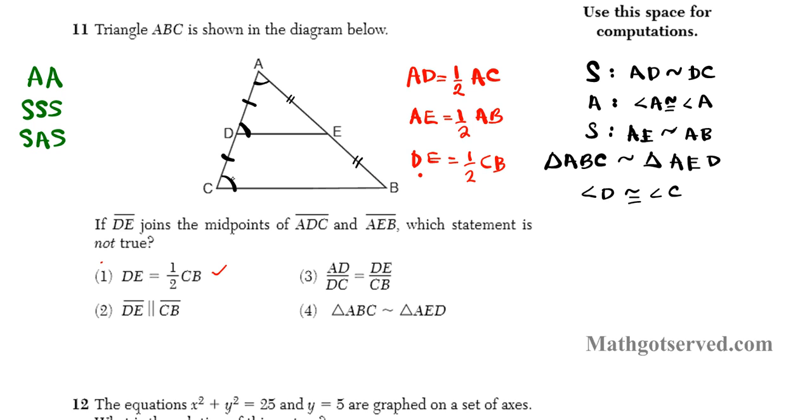So since these two angles are the same, guess what? We have a common transversal and corresponding angles are congruent. It follows that these two lines must be parallel, because these two angles are the same.